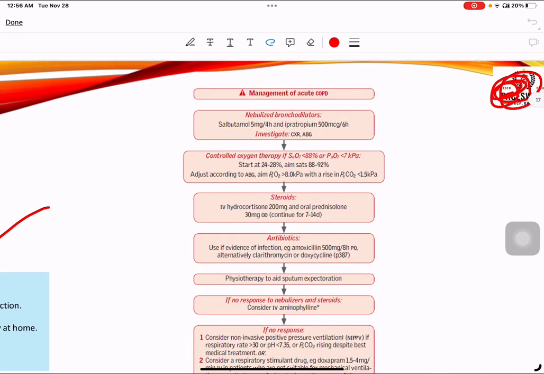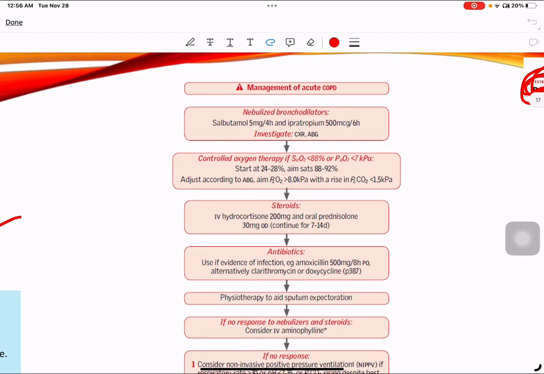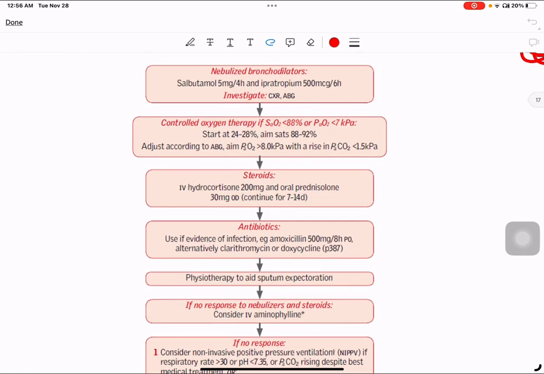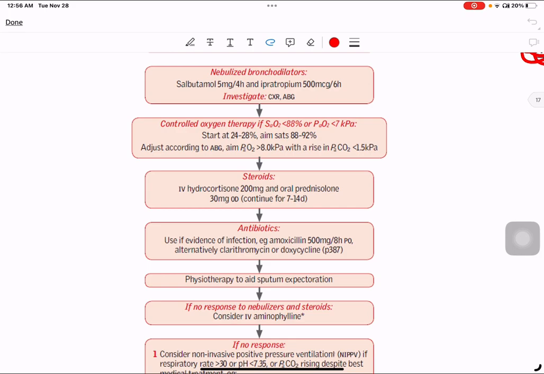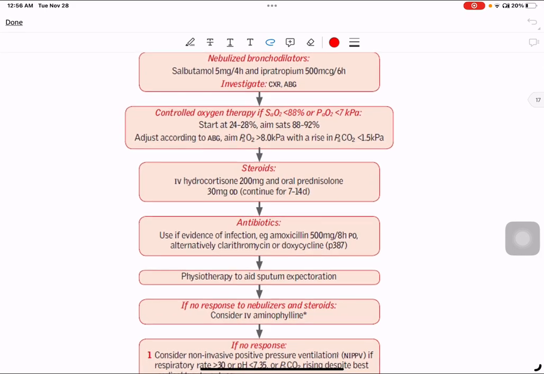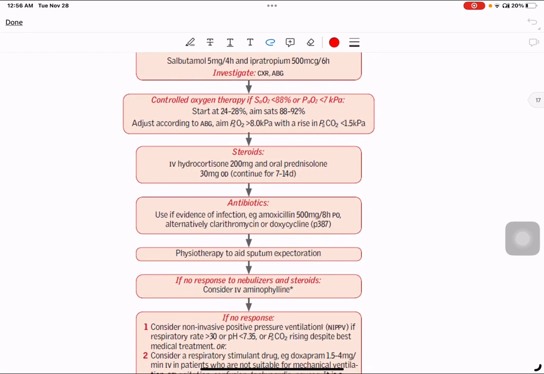Here we have to nebulize the patient with salbutamol and ipratropium. We have to give low flow oxygen, not high flow oxygen, and we have to maintain saturation from 88 to 92%. We can give steroid to the patient like IV hydrocortisone 200 mg, oral prednisolone 30 mg OD for 5 to 7 days. We have to give oral or IV antibiotic.